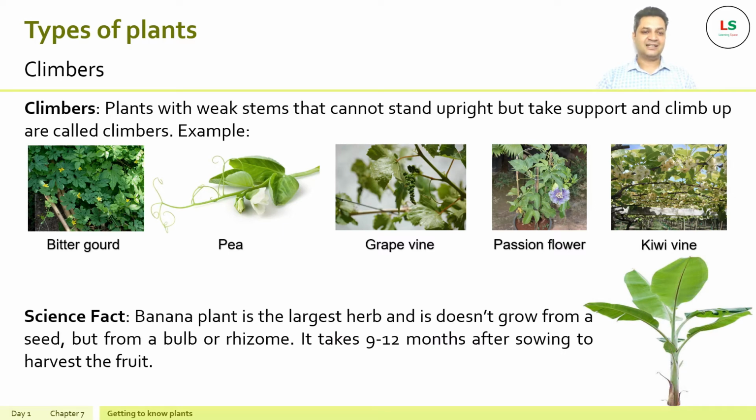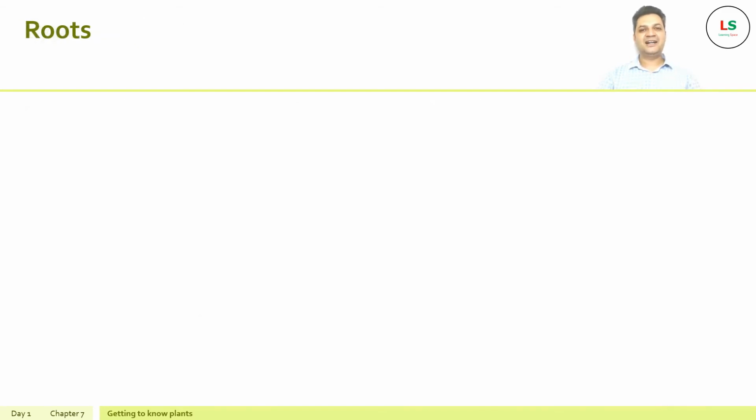Now we have a science fact. Banana plant is the largest herb and it does not grow from a seed but from a bulb or rhizome. It takes 9 to 12 months after sowing to harvest the fruit. Let's discuss each part in detail.